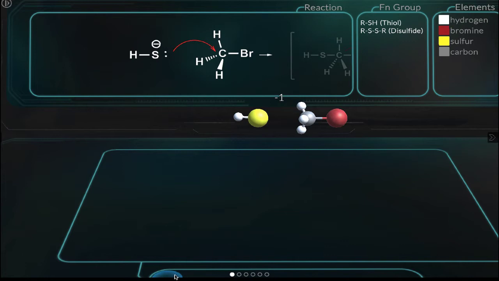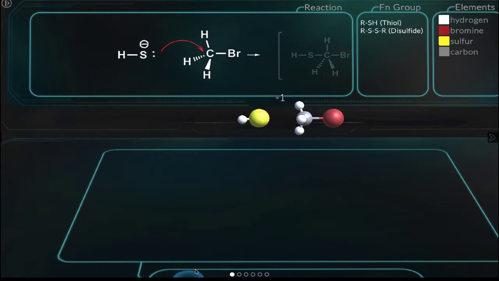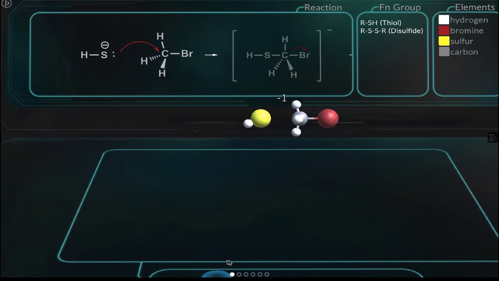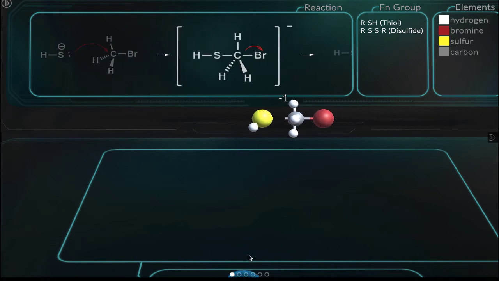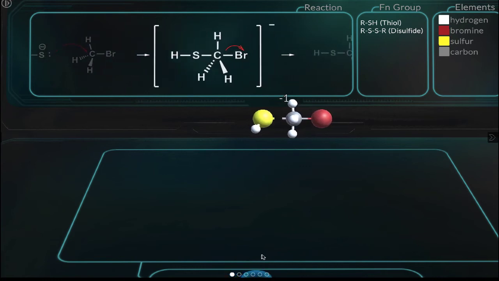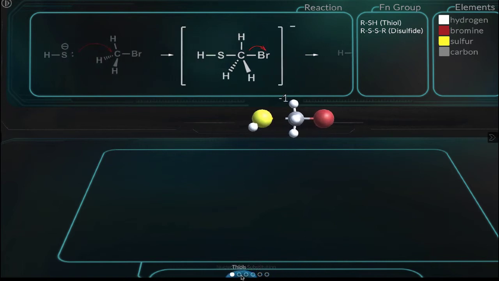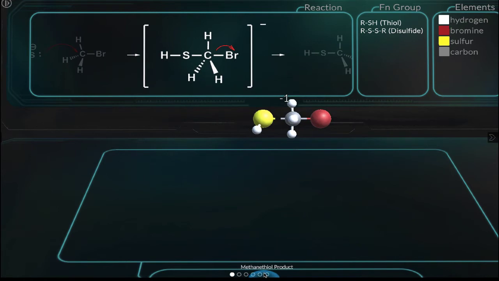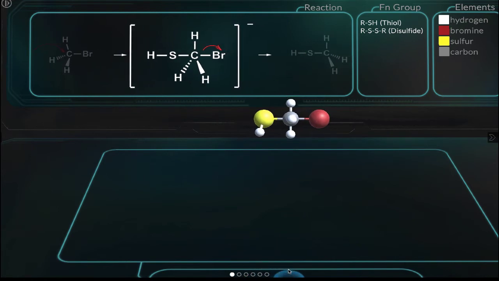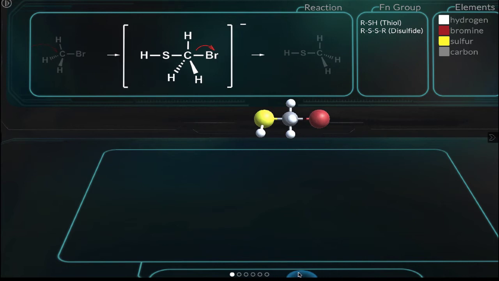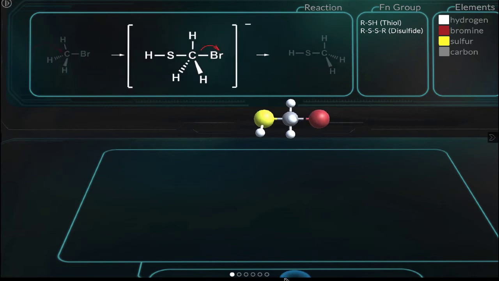Let's slide the reaction time over. So as the reaction proceeds, notice the sulfide is coming in, and it's starting to make a bond with the carbon. Now at the same time that it does that, this bond starts to lengthen as well. Let's back up and see that. Do you guys see? As these two come together, that other bond starts to lengthen and starts breaking as well, and it's going to eventually break off. Now let's get to that middle point.